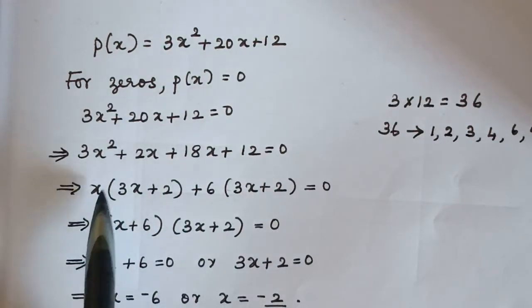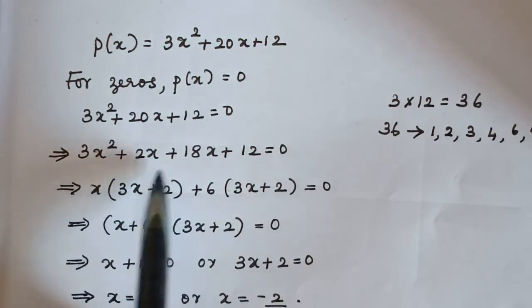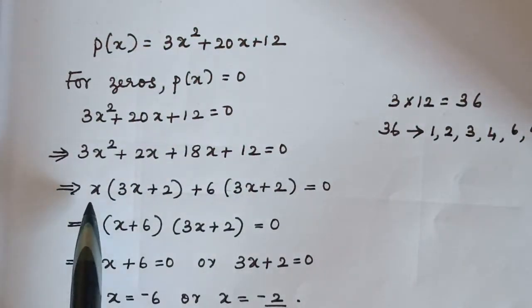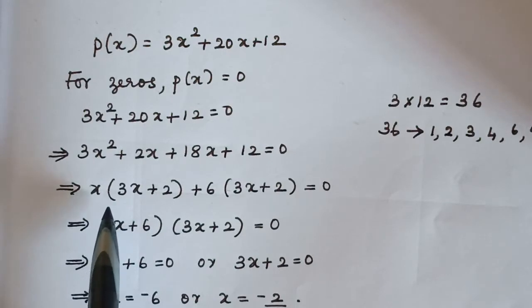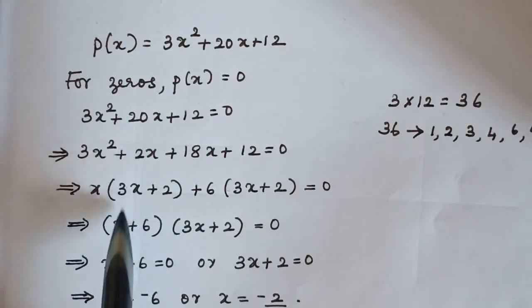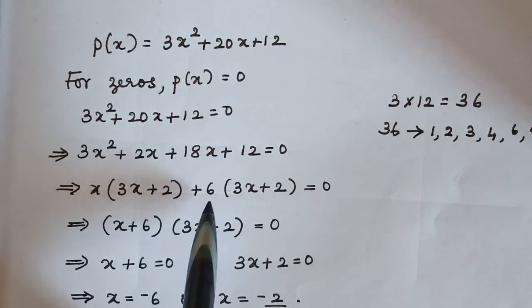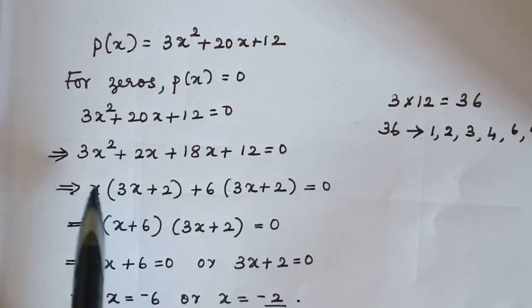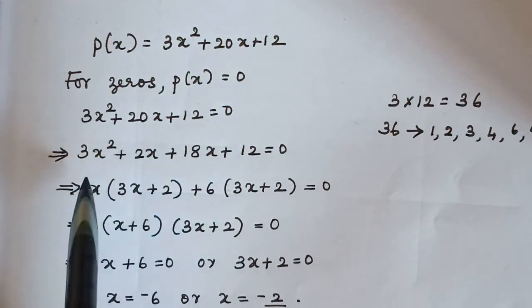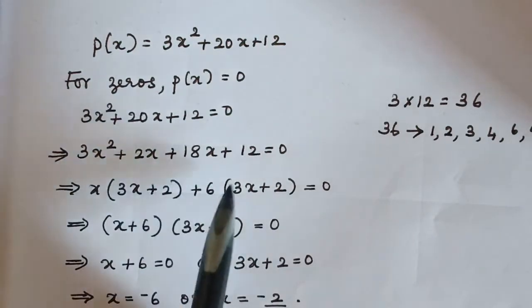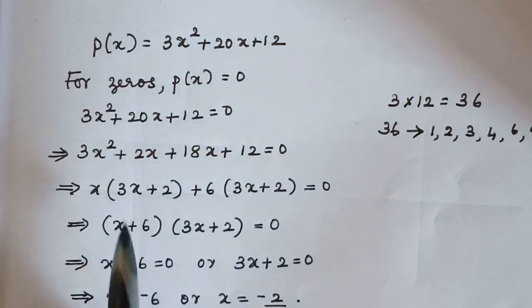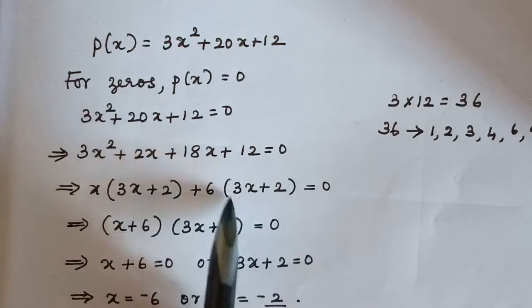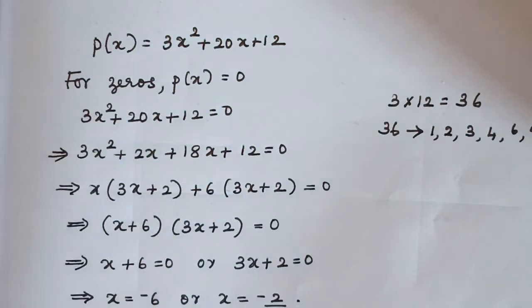So this can be written as 3x squared plus 2x plus 18x plus 12 equal to 0, which gives x into 3x plus 2 plus 6 into 3x plus 2 equal to 0. What we did was take the common factor out from the first two terms and then from the next two terms. And I told you that whatever comes inside the bracket here should come here also in the second term.